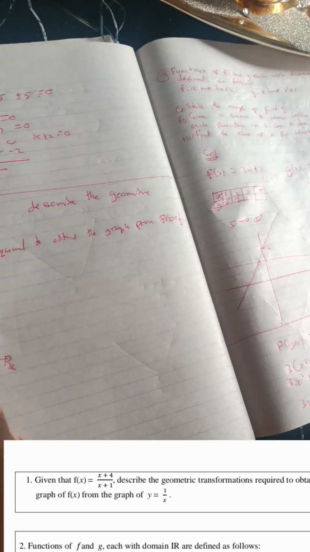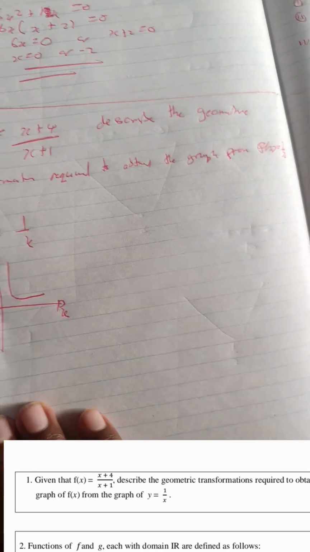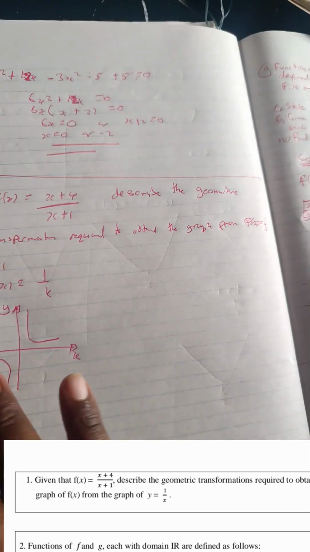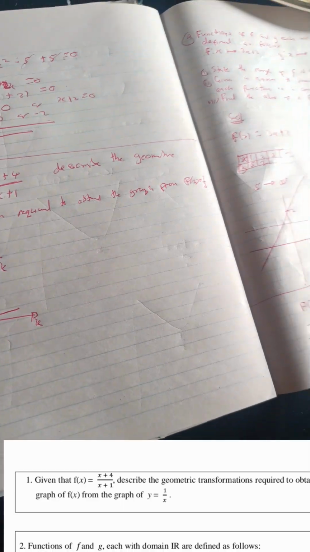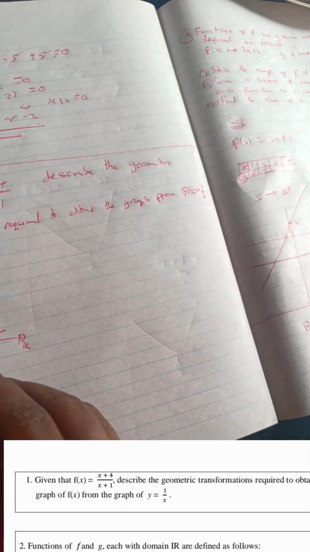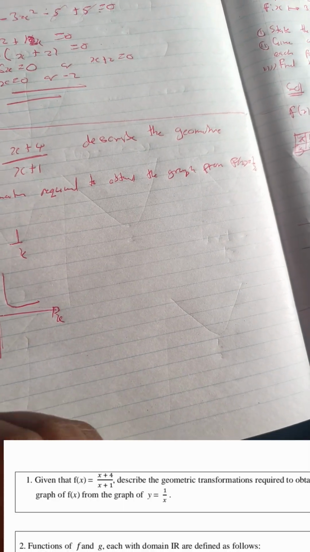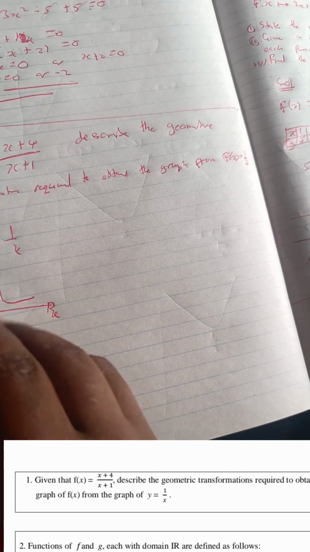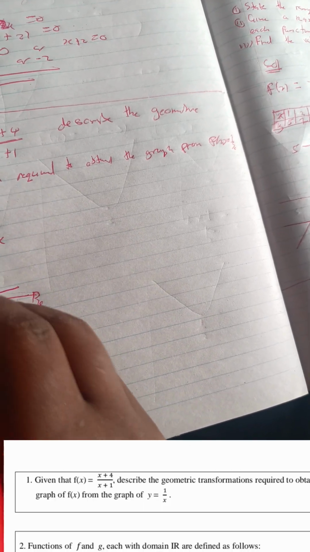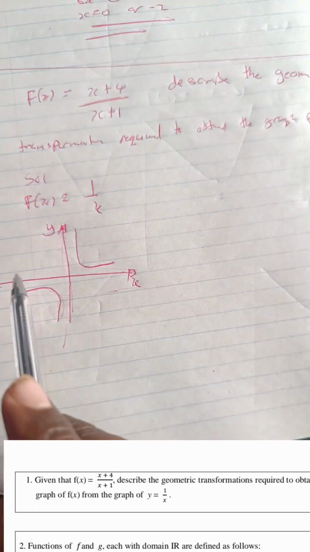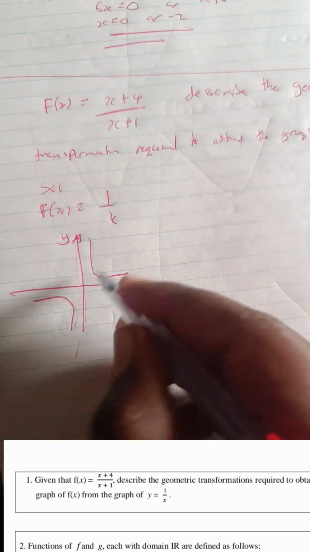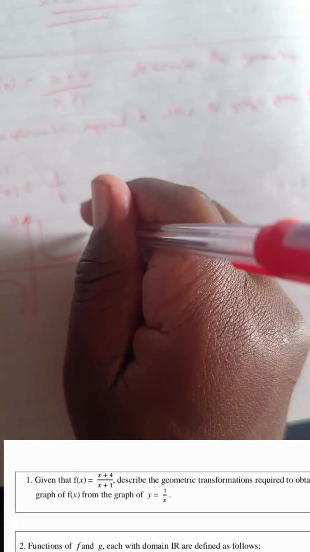There's something known as the line of asymptote. What is the line of asymptote? A line of asymptote is a line that a graph will never cross. For example, this graph will never cross this line, and this graph will never cross this line. So we have vertical lines of asymptote and horizontal lines of asymptote. In this case, the vertical line of asymptote is x = 0, and the horizontal one is y = 0.